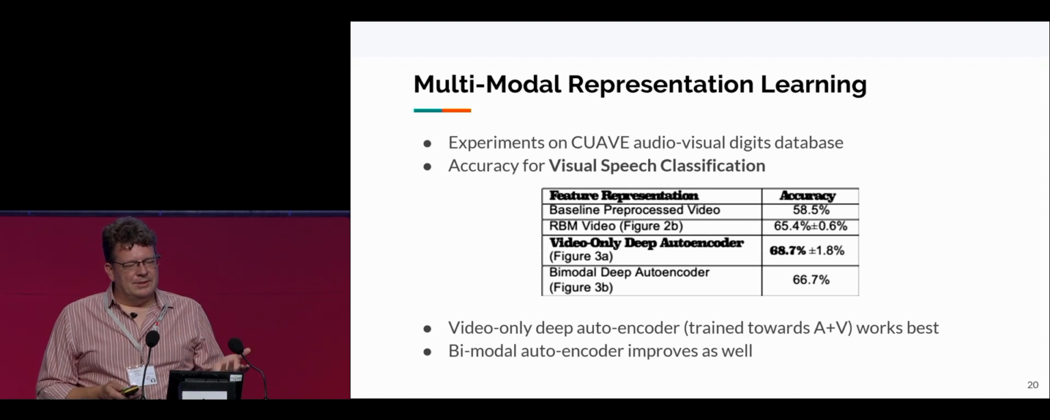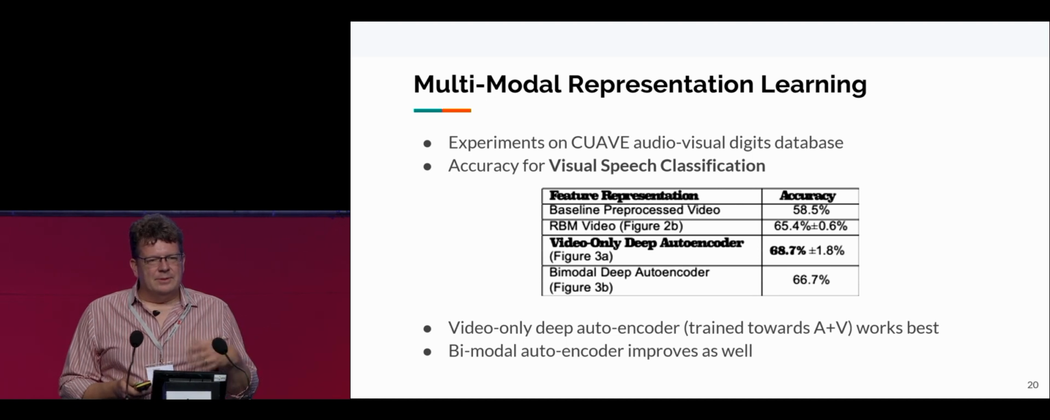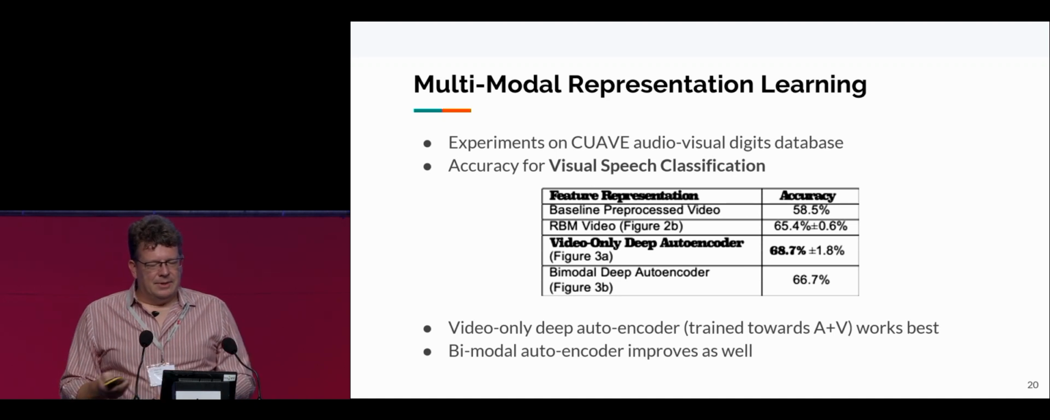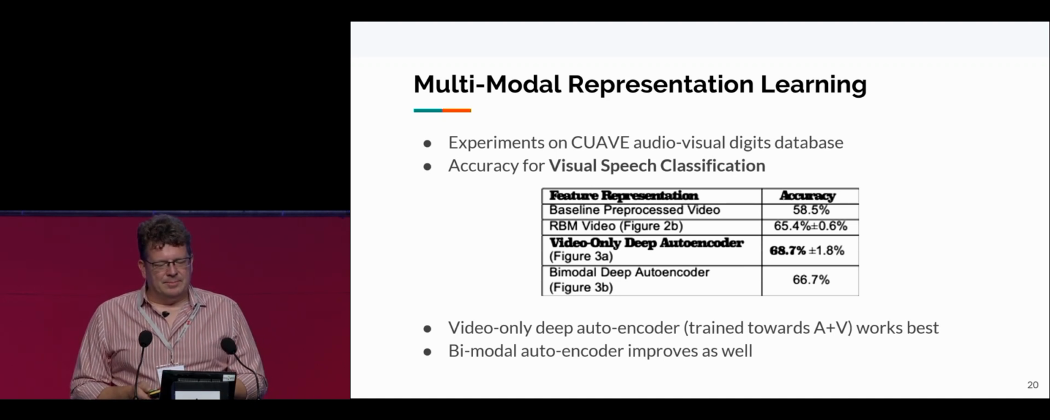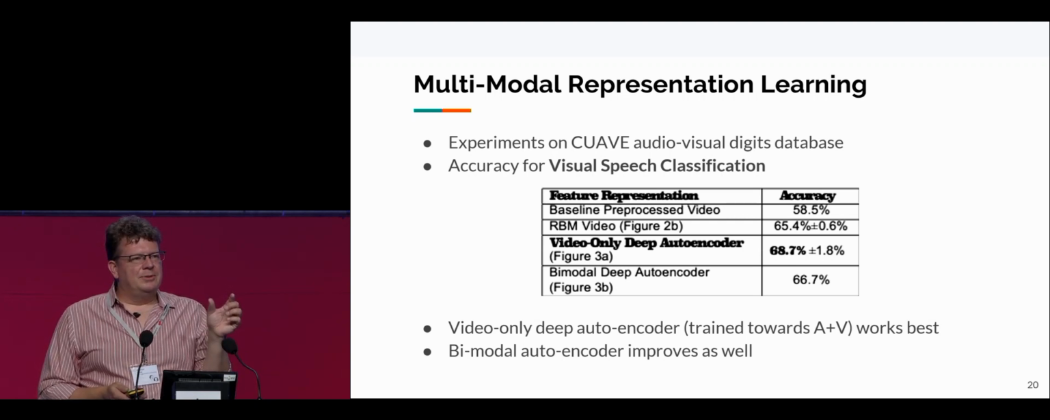And in this particular example, this video-only deep autoencoder also beats the performance of the bimodal deep autoencoder that has an accuracy of about 66%. But even the bimodal system that learns a shared representation between audio and video improves on the baseline.